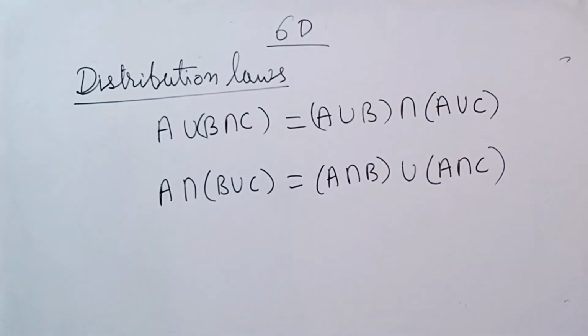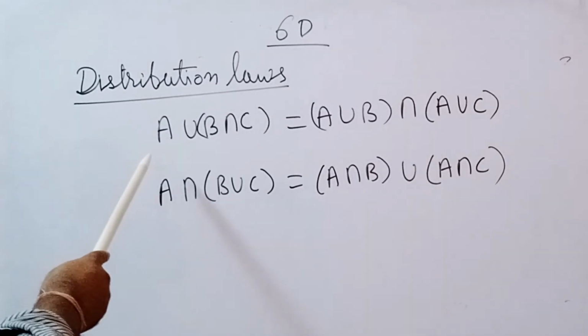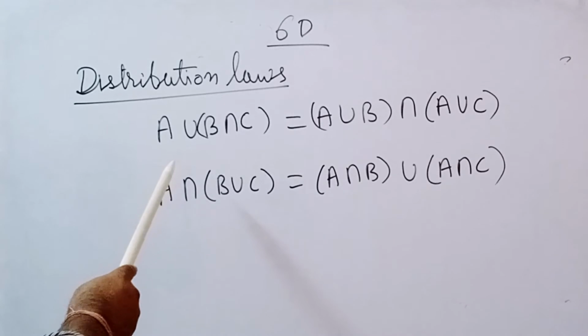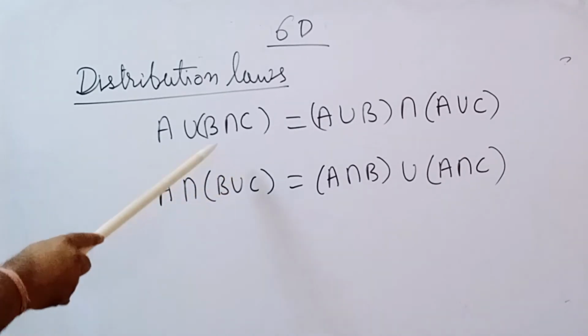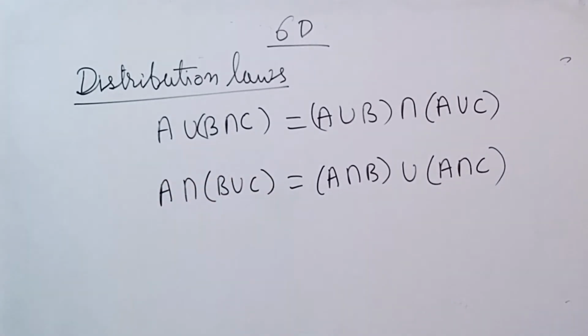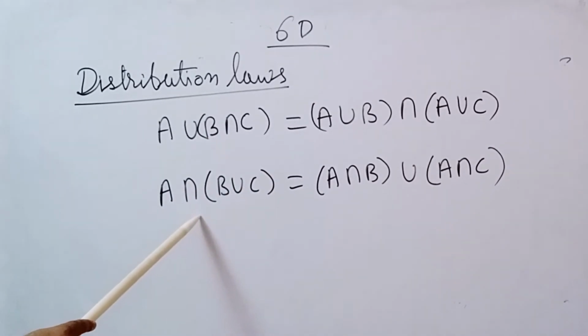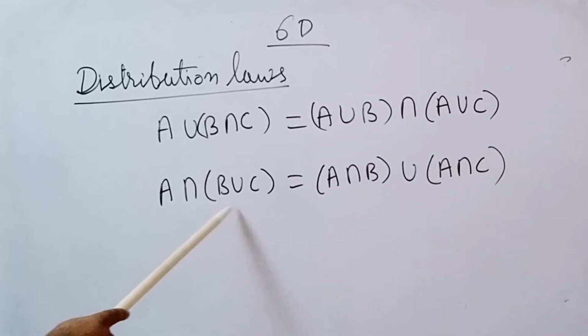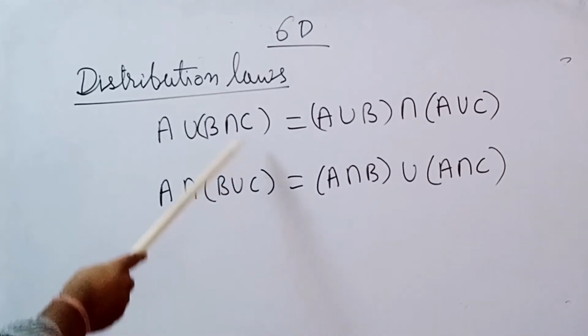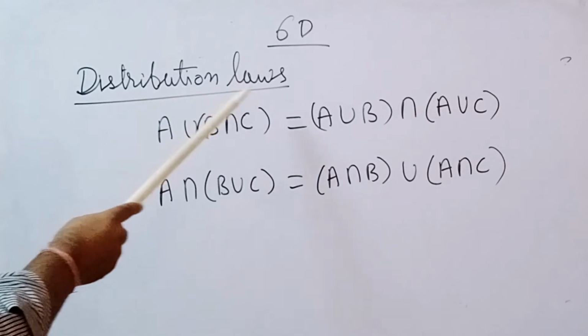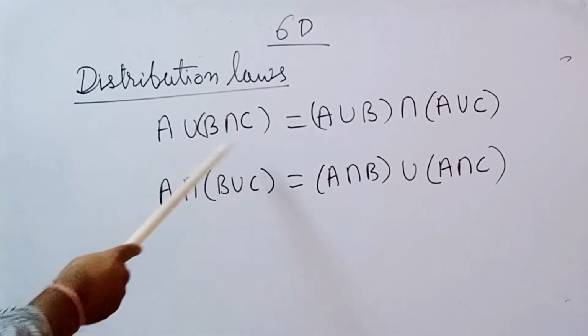Children, we will study now the distribution laws. What are the distribution laws? The first is the union is distributive over the intersection of two sets. Similarly, the intersection is distributive over the union of two sets. So these are the two distribution laws for three sets.